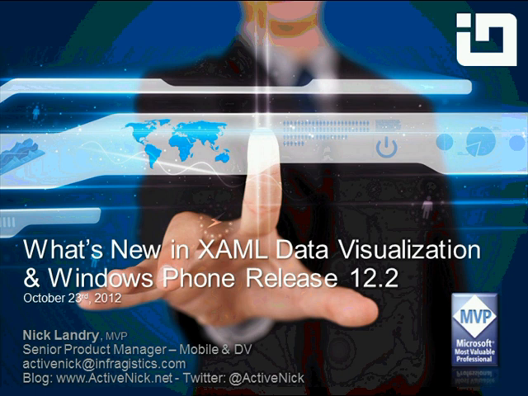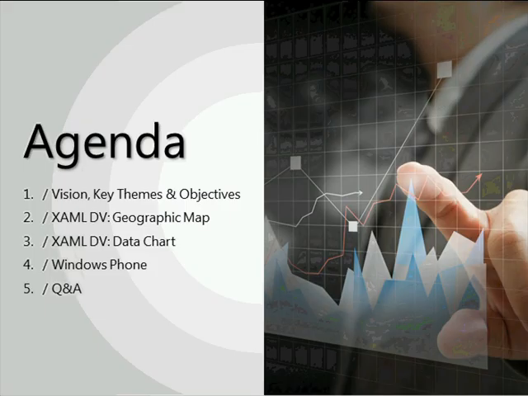Okay? So, for this second part now, what I will be covering includes, first of all, a quick idea of the vision as to what data visualization actually means. Why is it that we are driving so many new features on the DV side of things, and where does it fit into the entire corporate vision of what we do with our controls? Then we're going to dive into some of the new features in 12.2, including the geographic map, which is both for Silverlight and WPF, and also the DataChart.